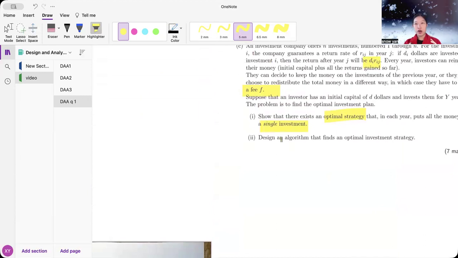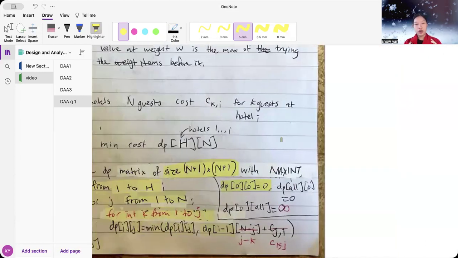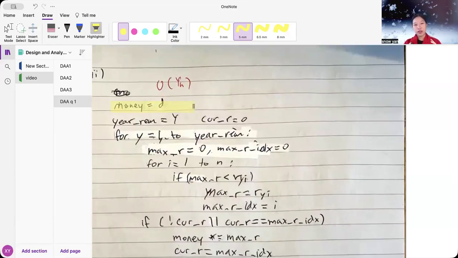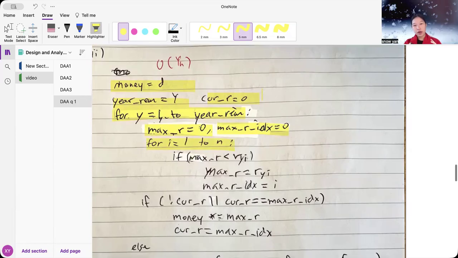Design an algo that finds an optimal investment strategy. Okay, so for this it's just kind of another DP question, right? We're just going to define money to be D, years remaining to be Y, current R to be equal to 0. So we're just going to take a for loop for Y from 1 to years remaining. Our maximum R is 0, our maximum R index is 0. We're going to go through another for loop from 1 to N. If our maximum R is smaller than our current value, then it means that our maximum should be this value, and our maximum index should be updated to that.